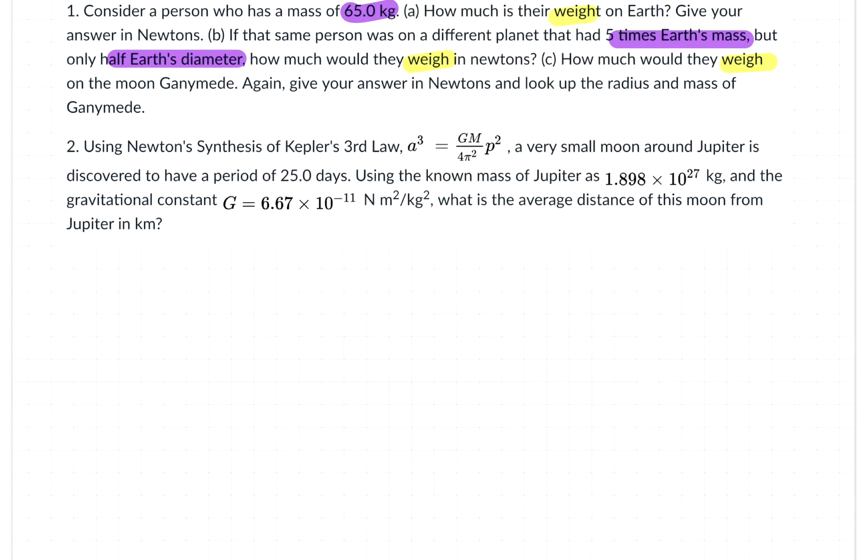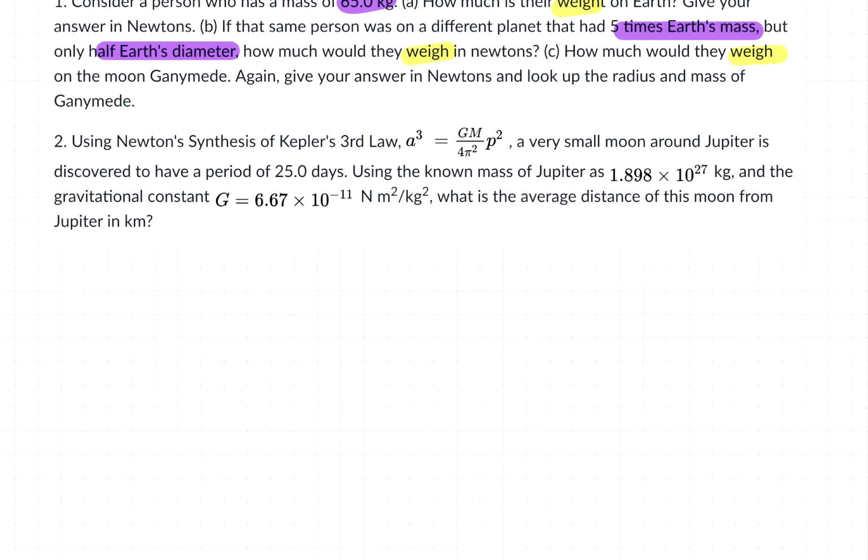Okay, so in this problem, we are given one formula, which is called Newton's synthesis of Kepler's third law. This is a formula that you would use for finding either the orbital period or the radius or semi-major axis of any orbiting body. This formula can also be used to find the unknown mass of a body that's being orbited. For example, if you know the orbital distance and the orbital period of something, then you can calculate the mass of the body that is being orbited.